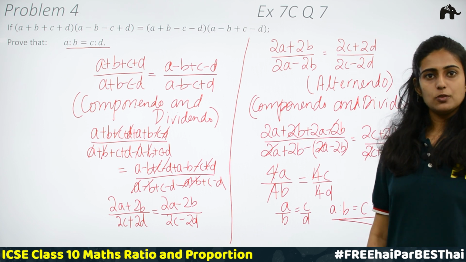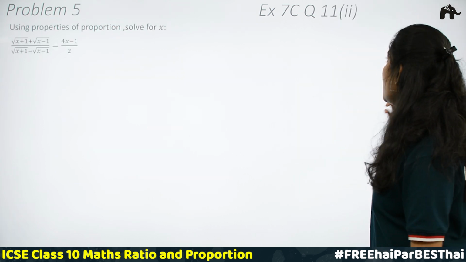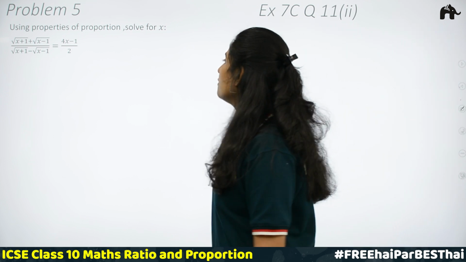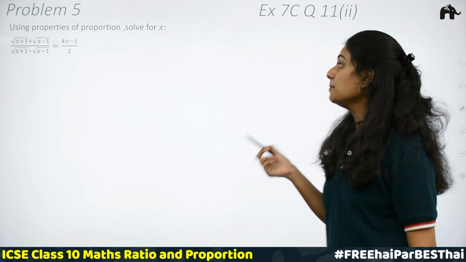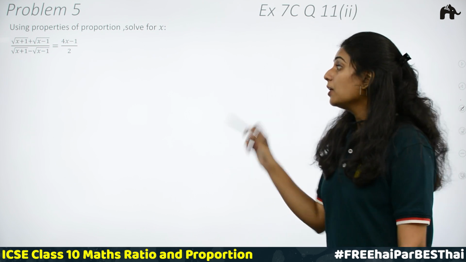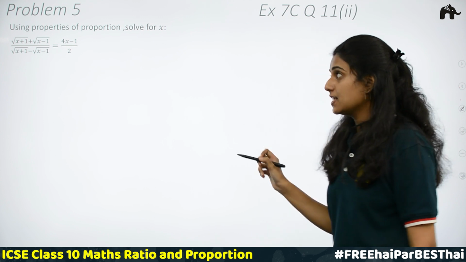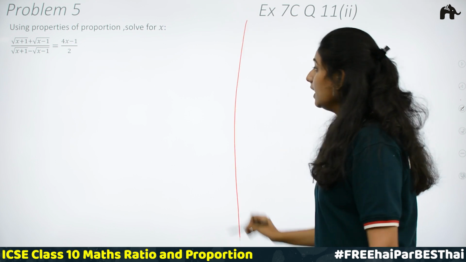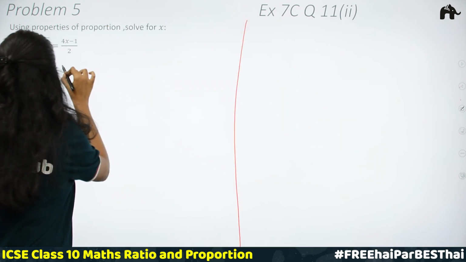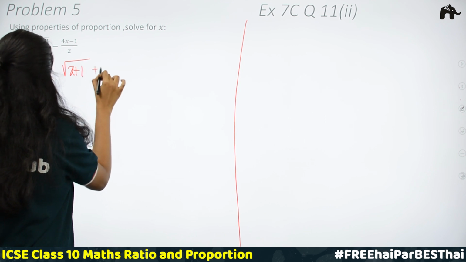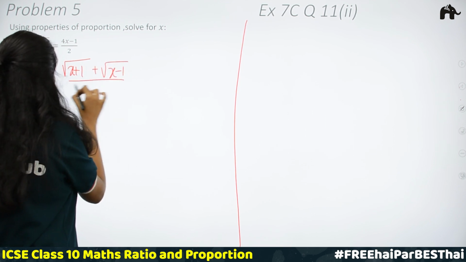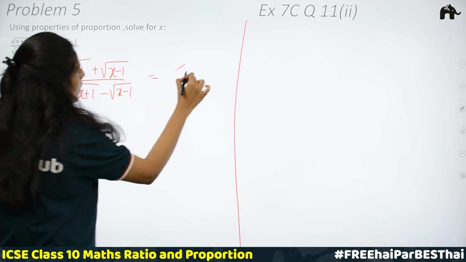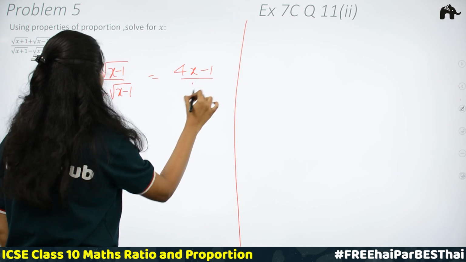Understood? Okay. Problem number 5, question 11.2 of exercise 7c. Using properties of proportion, solve for x. Root of x plus 1 plus root of x minus 1 divided by root of x plus 1 minus root of x minus 1 is equal to (4x minus 1) divided by 2. Okay, we have root of x plus 1 plus root of x minus 1 divided by root of x plus 1 minus root of x minus 1 is equal to (4x minus 1) divided by 2.